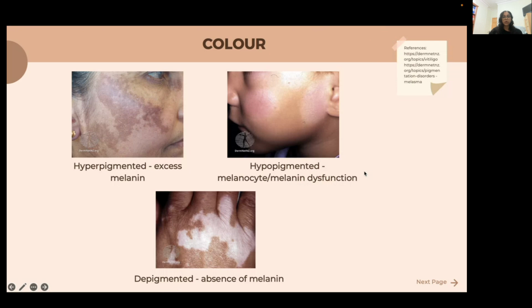And then we've also got hyperpigmented. So this is due to excess melanin, so more darker brown color. Whereas hypopigmented is the opposite. So this is due to dysfunction of the melanocytes, so the cells that produce melanin, the skin pigment. And then depigmented is the complete absence of melanin. So hypopigmented is where there's a bit less pigment, but if there's none at all, then we would describe it as depigmented.